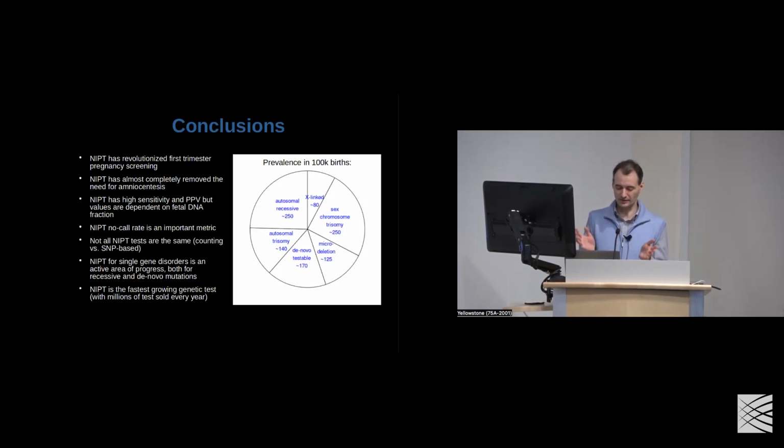I didn't say too much, but not all NIPT tests are the same. Counting methods and the SNP-based methods are different. If you're interested in more about that, come talk to me. And looking ahead, I think there's going to be a lot of innovation in the single gene disorder space, especially for assessing the known mutations, but we'll see. NIPT, do know, is the fastest growing genetic test with millions of tests run every year now. I don't know the exact number, but I think it's in the several millions. And it's just bound to keep growing.